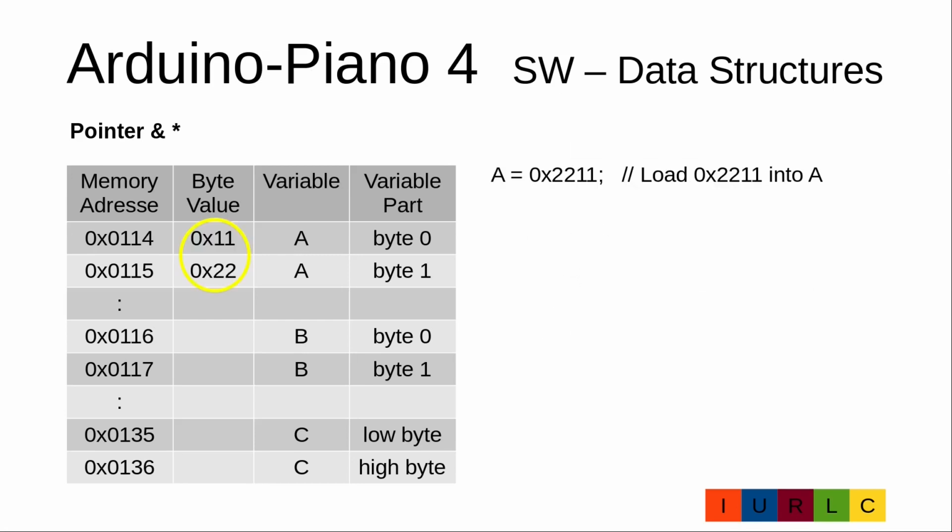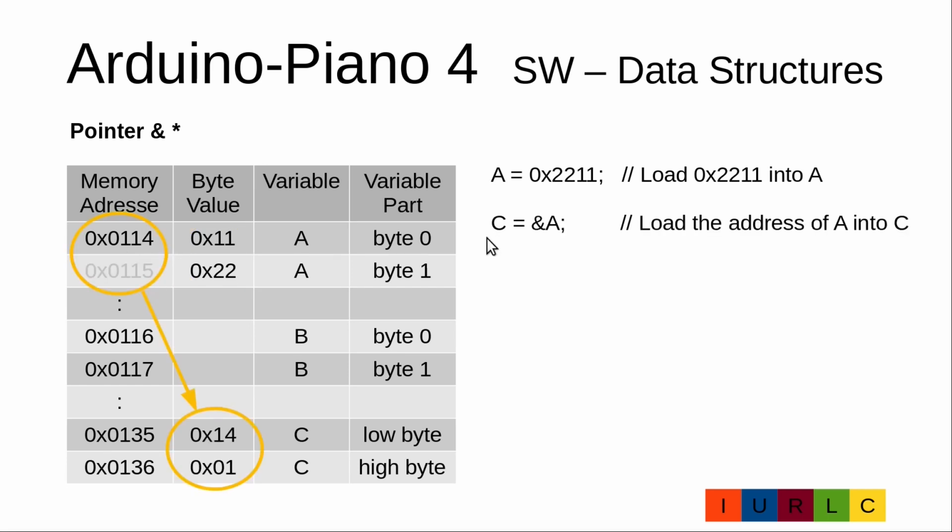Now an example for execution code. With the statement a equals hexadecimal 2211, we load the number 2211 into the variable a, and the variable a has two memory places. It's 0114 and 0115. These are fictive numbers. In your real systems we can have any other address, but it is important that the numbers are increasing.